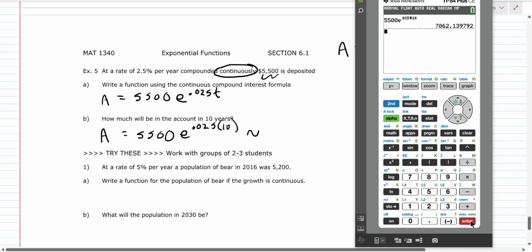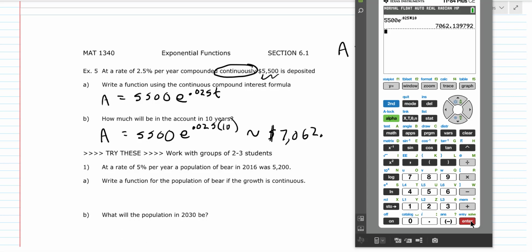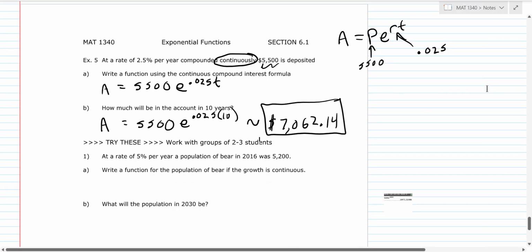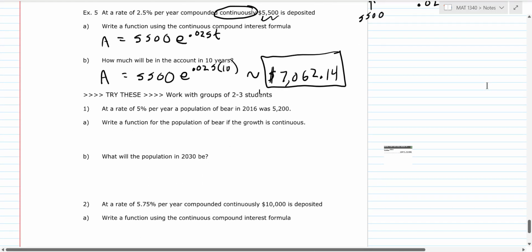So if we're doing continuous compound interest, that's $7,062.14. It's money, so round it to 2 decimals. What happens on continuous interest is that's the way you get the most money. That's better than monthly, annually, secondly, picosecondly. That's the best you can possibly do. Okay, that's the idea. All right, so let's see if you can do a couple of problems.